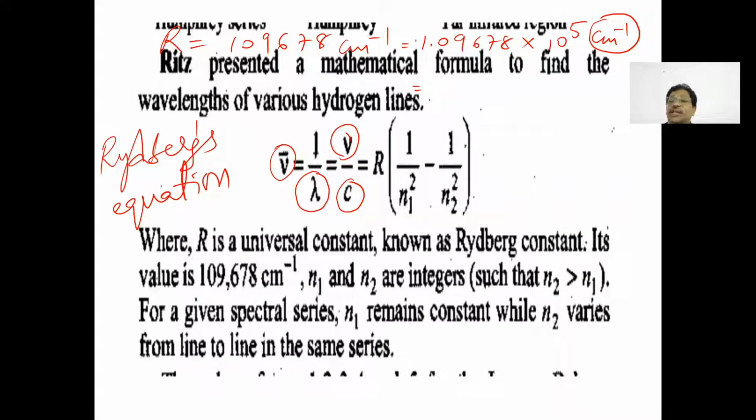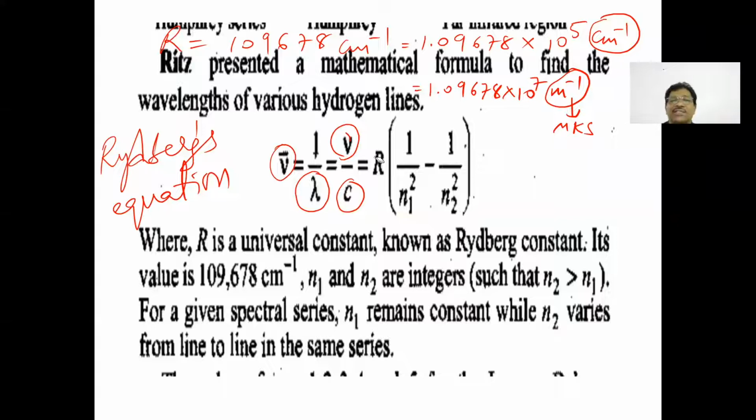If you write in meter inverse, we can write 1.09678 into 10 to the power of 7 meter inverse. Meter inverse is the MKS unit, and centimeter inverse is the CGS unit of R. So in this way, we can take the R value in CGS or MKS.